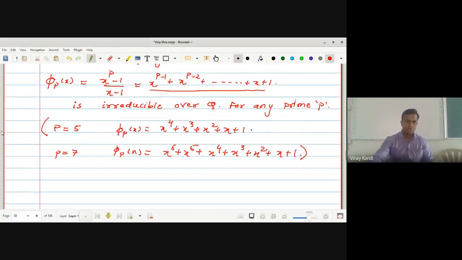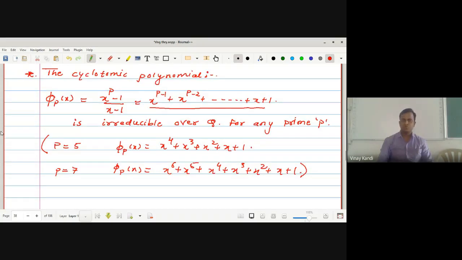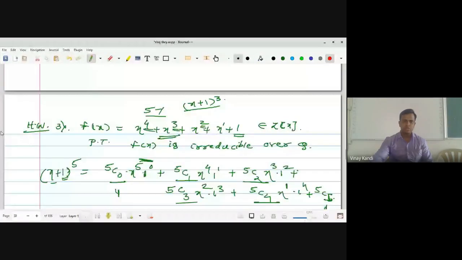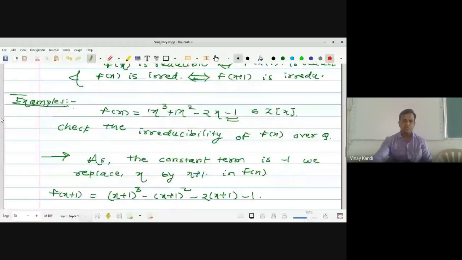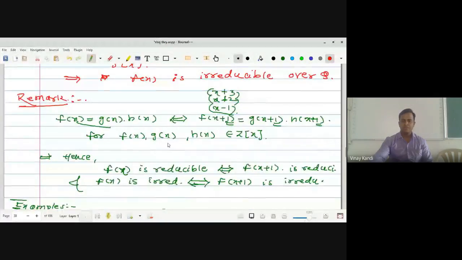Okay, we know that if f of x is irreducible over Q, then f of x plus 1 is also irreducible over Q, if and only if. Okay, we proved this in the previous lecture. The remark is that f of x is irreducible if and only if f of x plus 1 is irreducible. So what is the contrapositive statement? The negation of this: f of x is reducible implies and is implied by f of x plus 1 being reducible. Okay, but instead of x plus 1, we can take any constant: x plus 2, x plus 3, x plus 4, x minus 1 also.